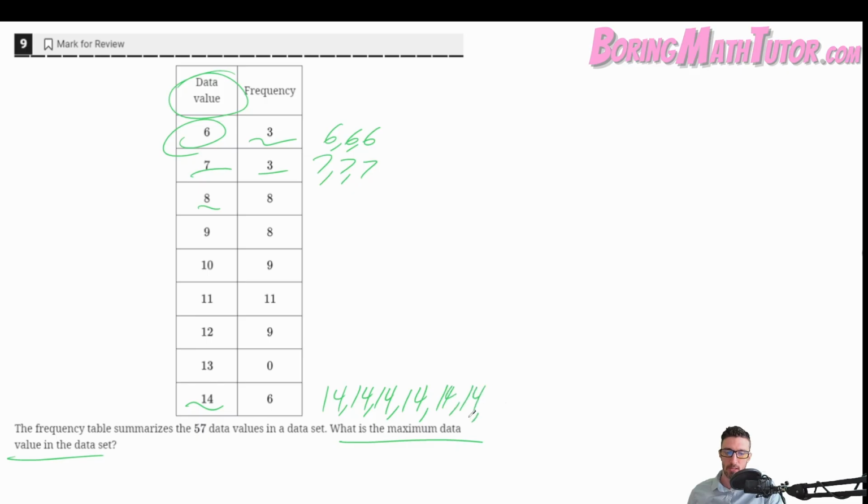So what does that mean for us? It just means that the maximum data value, it's still 14. So I'm explaining this with more than 2 seconds, but if you knew what you were doing, the answer for the maximum is 14 within 2 seconds. Time to move on.